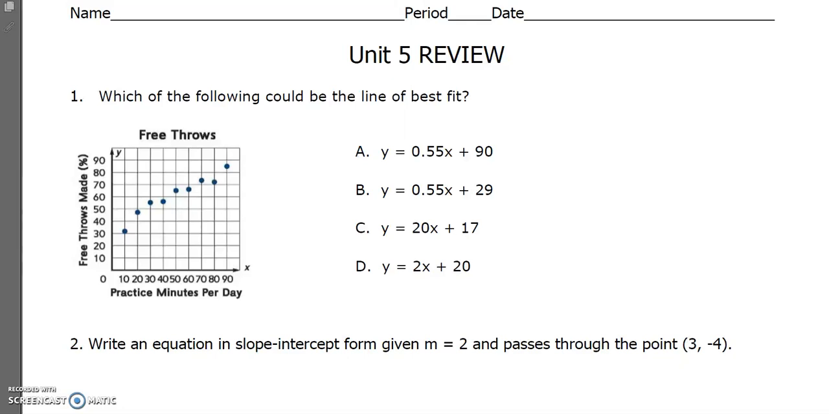All right, we're going to go over Unit 5 review. Number 1 says, which of the following could be the line of best fit? So we are just estimating. We are not having to get an exact answer.